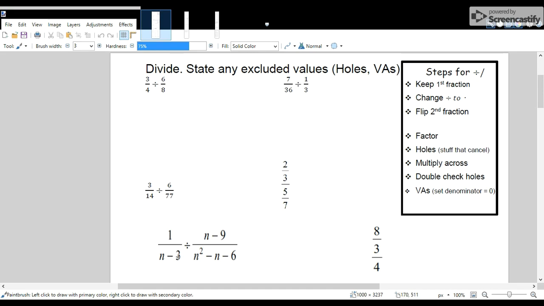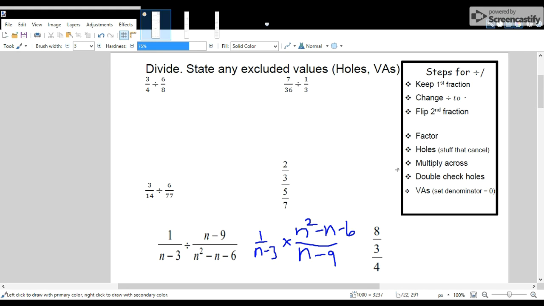So let's look at this example right here. We have 1 over n minus 3 divided by n minus 9 all over n squared minus n minus 6. So we keep the first fraction. Step 2, change divide to multiply. Step 3, flip the second fraction. So you get the reciprocal of it. So it'll be n squared minus n minus 6 all over n minus 9.